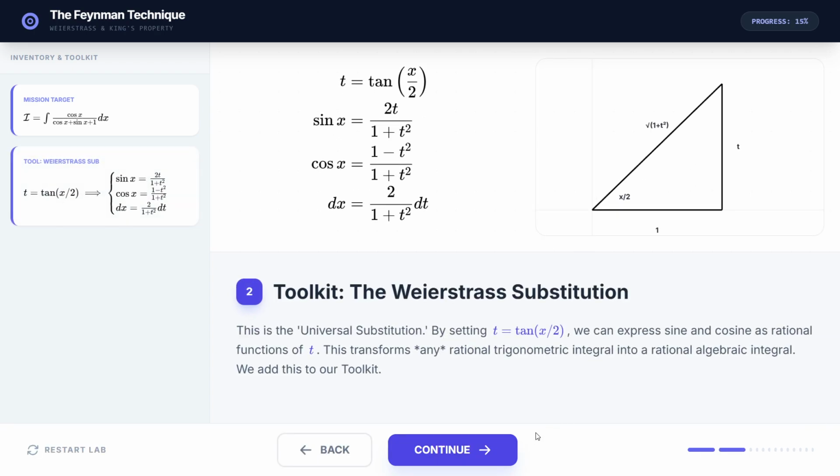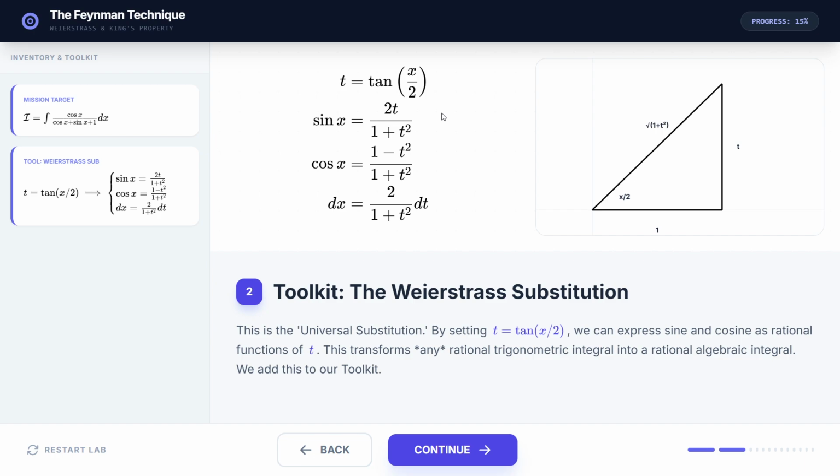So anyway, this is the setup for the Weierstrass substitution. We let t equal tangent x over 2. You can see by this setup right here, we have our angle x over 2, and then our opposite is t, our adjacent is 1, and our hypotenuse is derived from that. And you can see that the tangent of this angle x over 2 is indeed t.